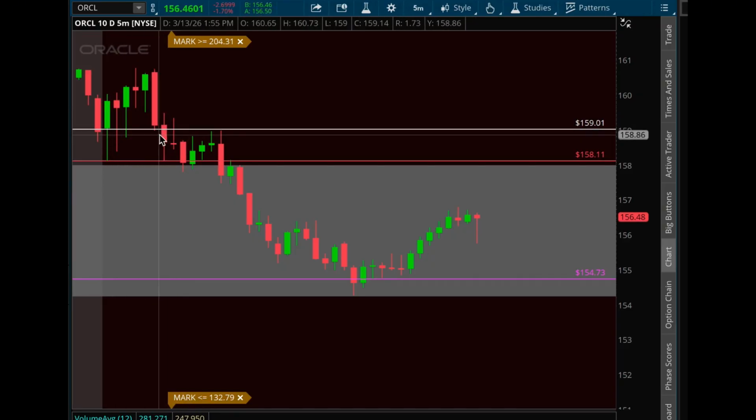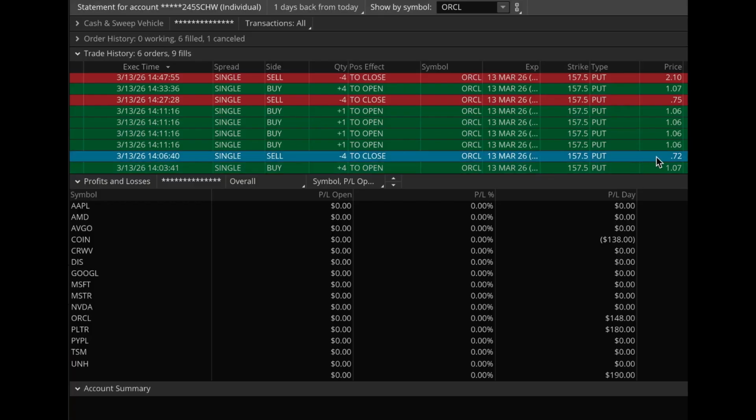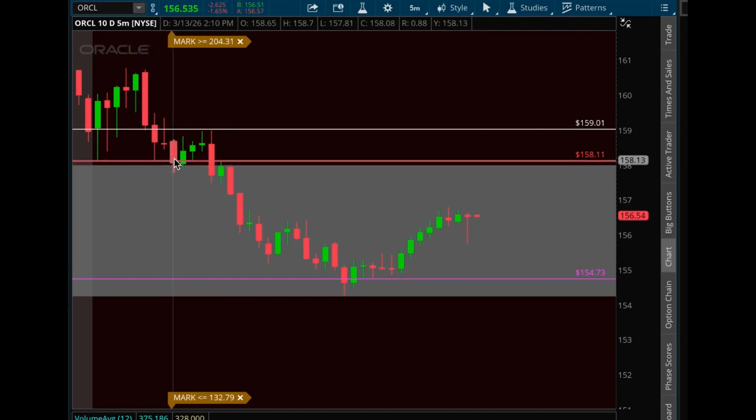Although I didn't close above it, as it pushed aggressively, the premiums did take quite a hit, so I exited at 0.72, which was just slightly over 30%. And my goal is to have my losses on same day, 0 DTE contracts, at 30% or below. So this was slightly over just because I got filled a little later.